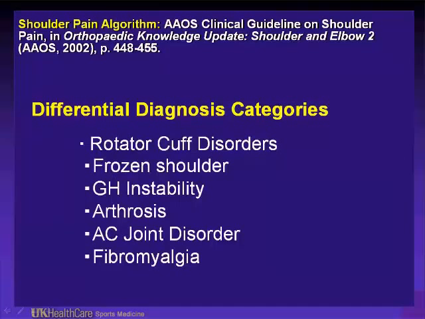Shoulder pain algorithm. Differential diagnosis categories are rotator cuff disorders, a frozen shoulder, adhesive capsulitis, which we see most commonly in the perimenopausal female, glenohumeral instability, very common in the younger individual, contact as well as multi-directional instability, arthrosis in the older individual or with a massive rotator cuff tear with rotator cuff arthropathy. AC disorder, more related to the shoulder in a weightlifter. And fibromyalgia, rheumatologic problems. So these are our differential diagnostic categories.